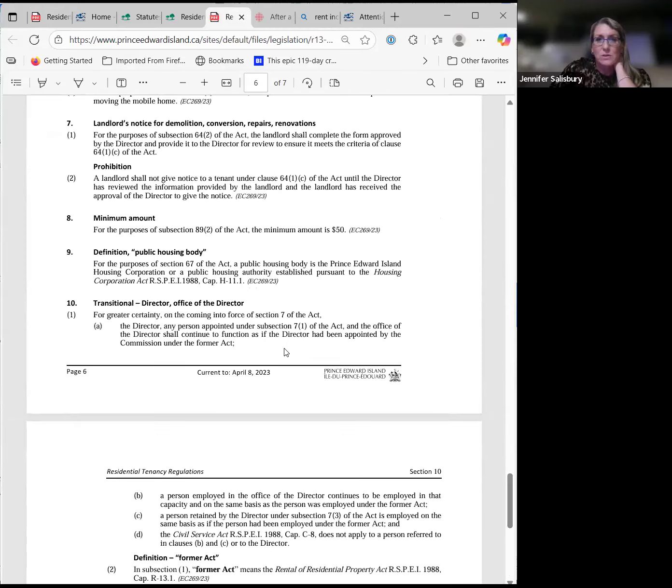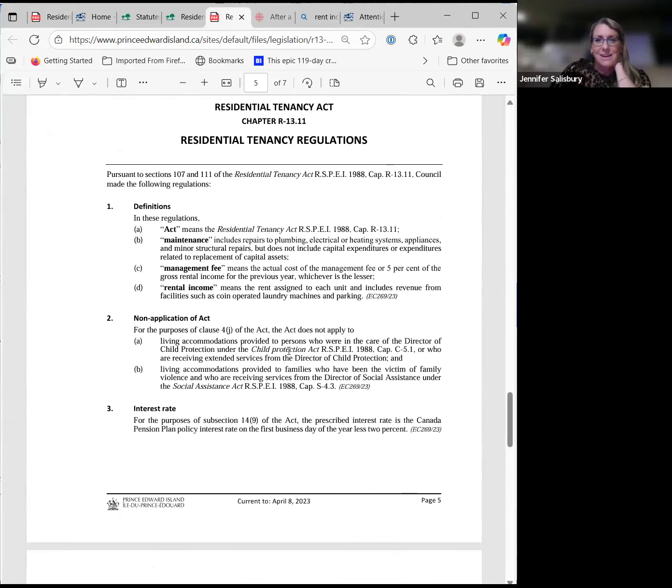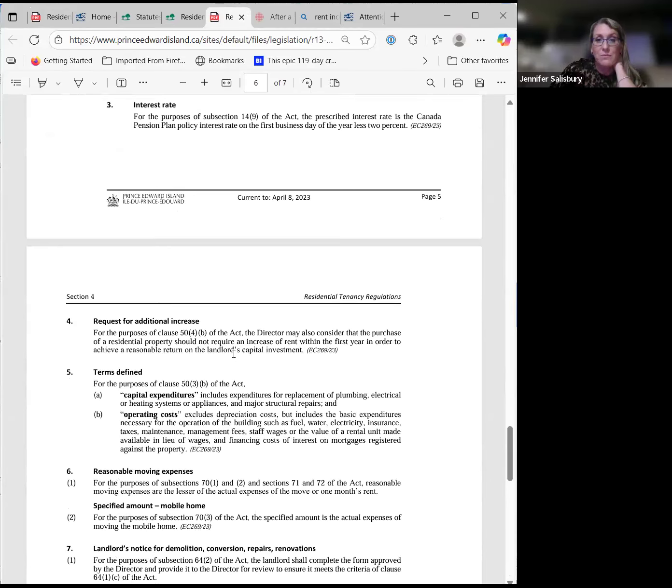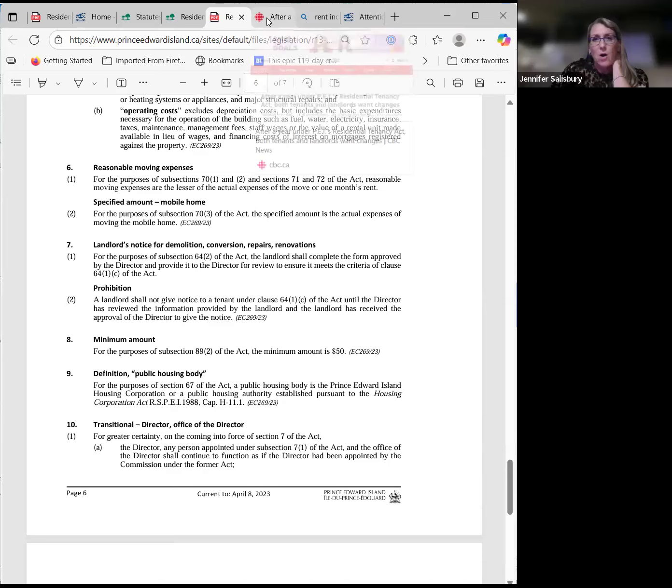Yeah, the former act. It's only 7 pages and it just defines a few things, but the majority of the former act was repealed. It was replaced with the Tenancy Act. Pretty cool. Interesting. Okay, next one.